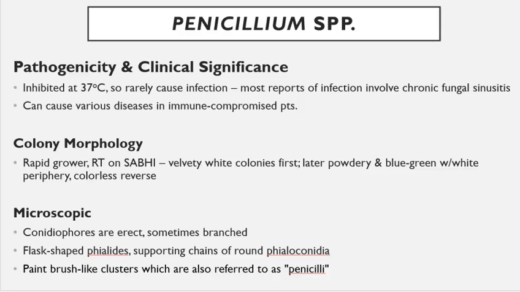Under the microscope, you will have conidiophores that are erect, sometimes branched. You can have flask-shaped phialides supporting chains of round phialoconidia. You can have a paintbrush-like cluster, which is also referred to as penicilli.